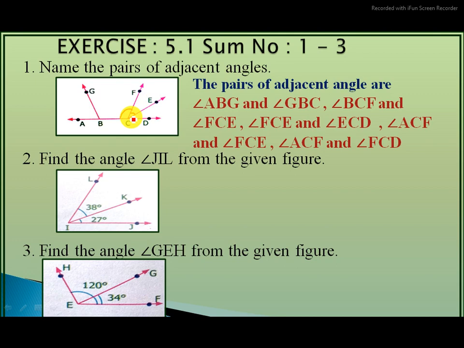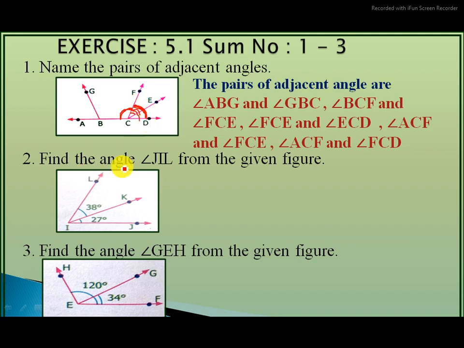Similarly, angle FCE, that is this angle, is adjacent to the next one, that is CED, ECD, as well as angle ACF. Again we are coming to the previous angle. Angle ACF is adjacent to angle FCE, and angle ACF is adjacent to angle FCD. The full angle is also adjacent. These two are also adjacent angles.